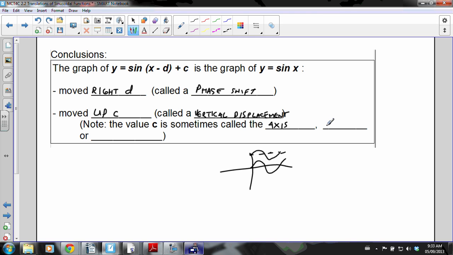We also call it the resting point, and we'll see why that makes sense to call it the resting point later when we do applications. Or it's also called the average. Average is a term you're used to, and we'll see how that fits in with trig soon. Onwards.